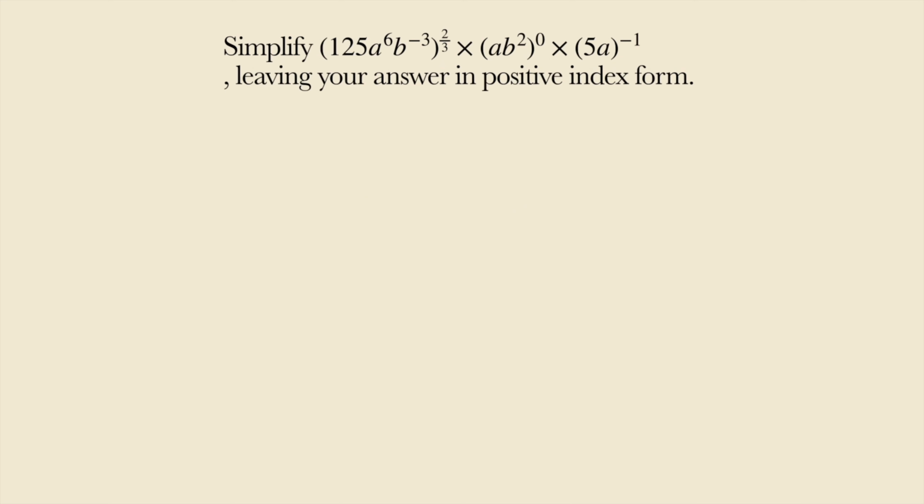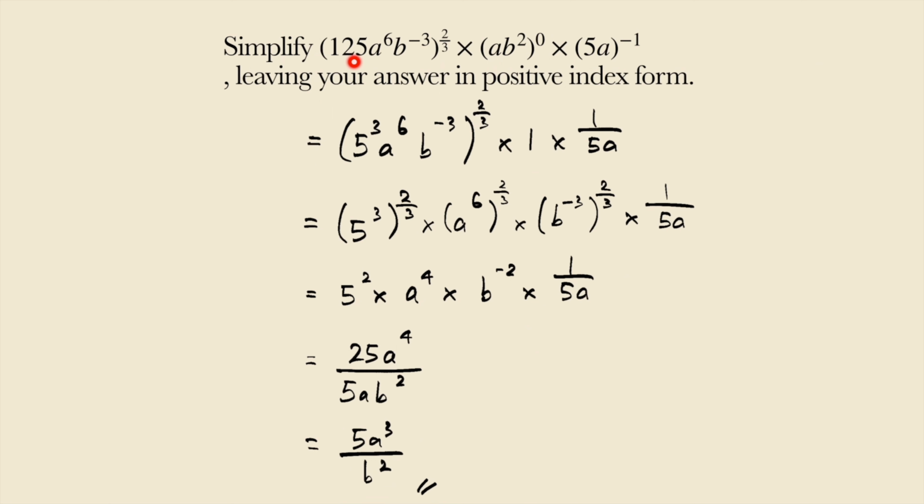Alright, we've got a few perfect cubes there. 1, 2, 5. Actually just 1. So 5 cubed, a power 6. Next, this entire thing raised to the power 0 becomes 1. This entire thing raised to the power negative 1, just write it as 1 over 5a. So the power negative 1 becomes positive power 1.